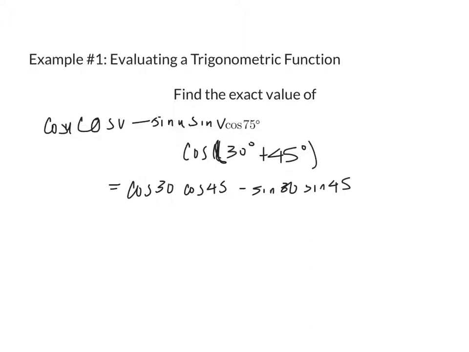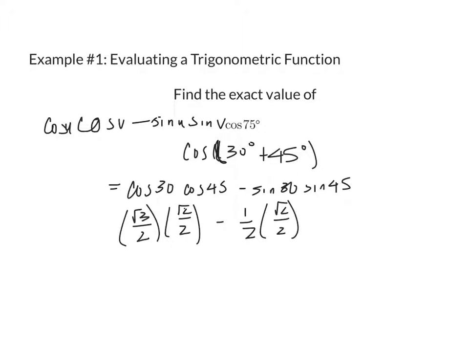Okay, this is where you want to rely on your knowledge from the unit circle. Cosine of 30 is square root of 3 over 2 times cosine of 45. Remember, at 45, sine and cosine are the same. It'd be square root of 2 over 2 minus sine of 30, which is 1/2, times sine of 45, which is square root of 2 over 2.